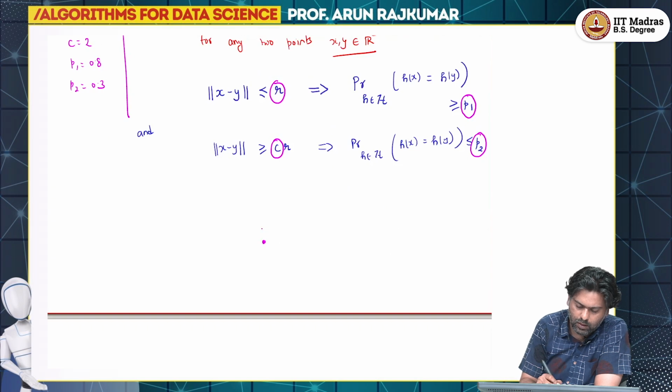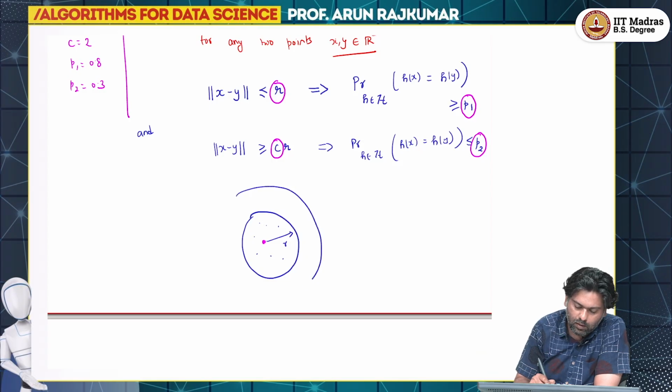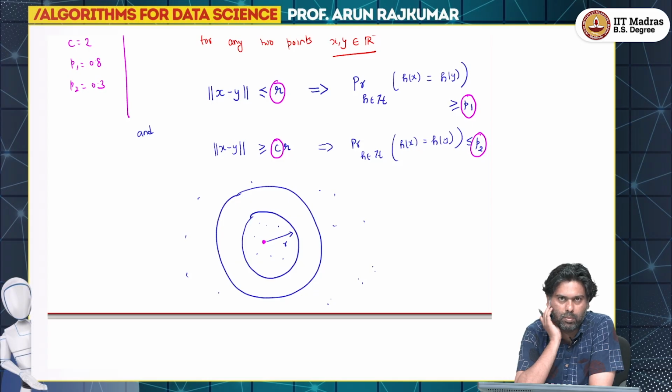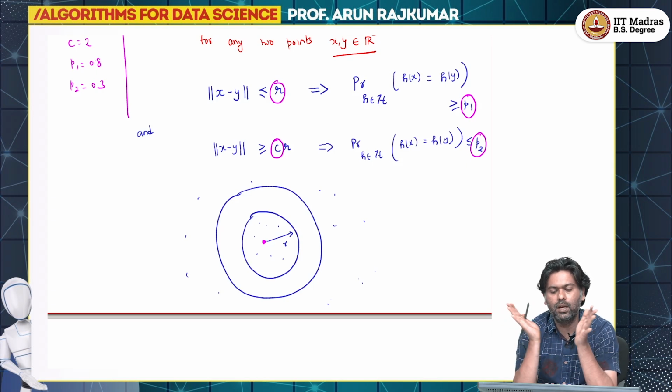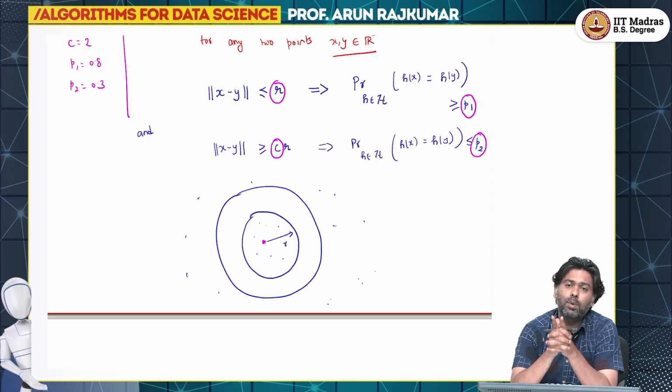So, if I take one point here, every point within this radius r should get mapped to the same bucket with high probability, and everybody outside this should get mapped to a different bucket with high probability. So the idea is the further guys are getting separated into different buckets, the closer guys are within the same bucket. Remember, this is just a definition.